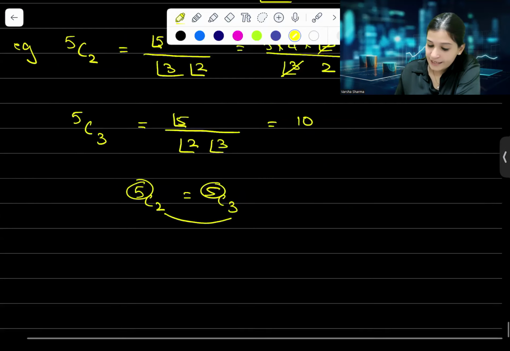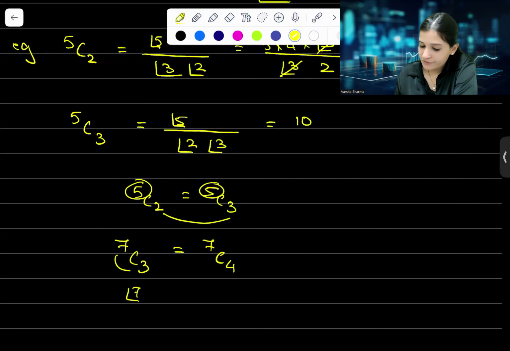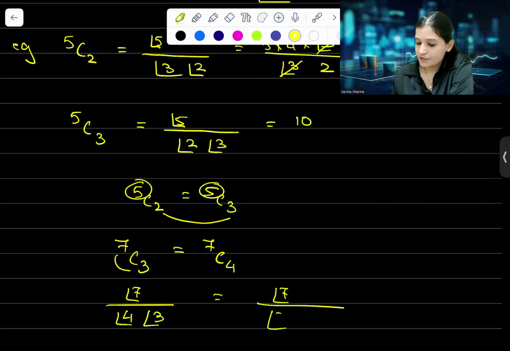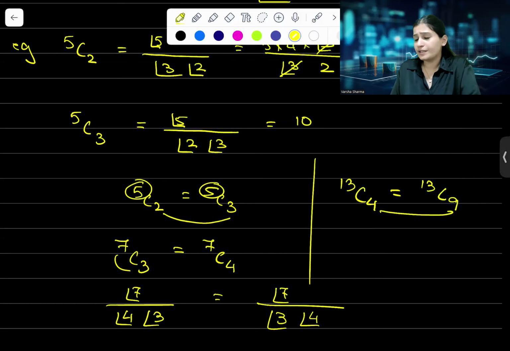So if I'm saying 7C3, it will be the same as 7C(7 minus 3), 7C4. Because when I expand this, factorial 7 upon 7 minus 3, 4 factorial, 3 factorial. And the other is factorial 7 upon 7 minus 4, 3 factorial, factorial 4. They are the same. If I'm saying 13C4, it will be the same as 13C9. 13 minus 4 is 9, or 9 plus 4 is 13. Any which way you can think of.